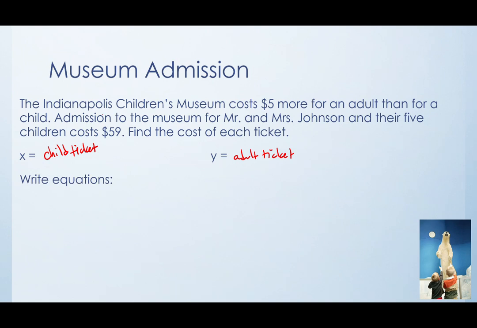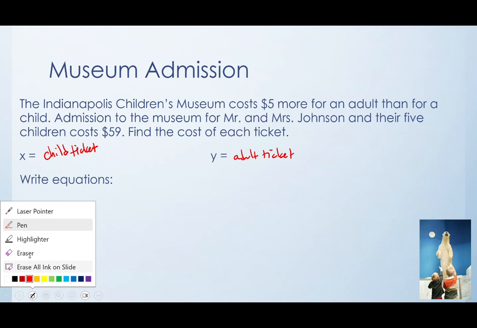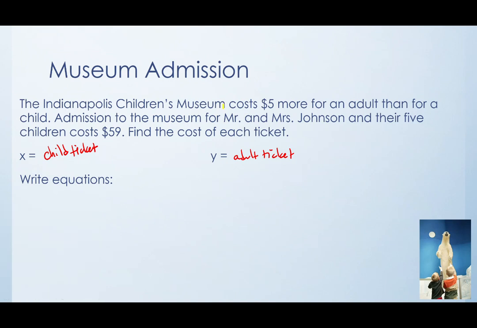So what we know, first equation, we'll go in order this time. The Indianapolis Children's Museum costs $5 more for an adult ticket than for a child. So we can say, therefore, our child ticket plus $5 is equal to the adult ticket. So there's our first one.